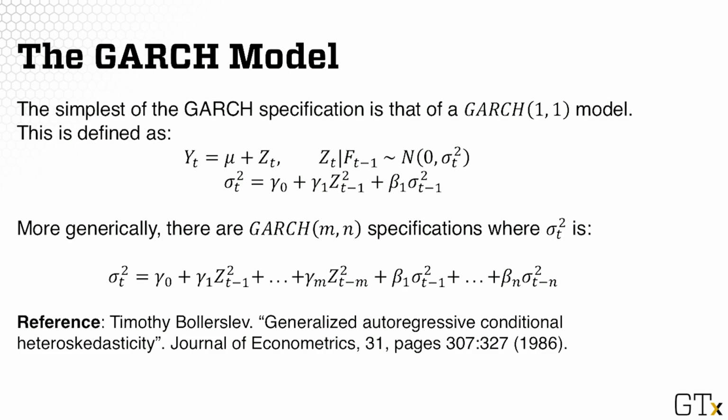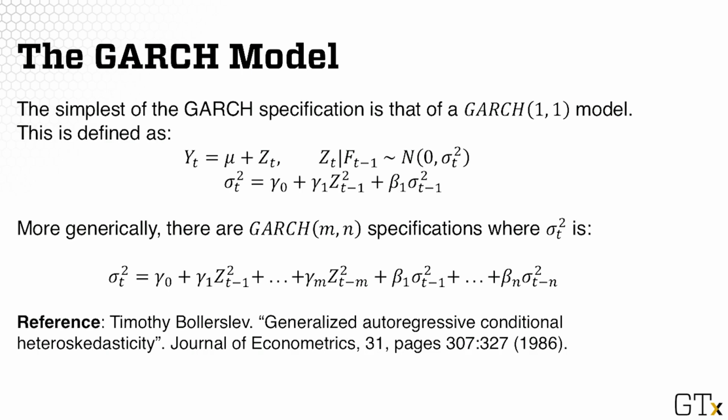More generally, a GARCH(M,N) with orders M and N, that is of AR order M and an MA order N, is when the conditional variance depends linearly on the lagged squared noise process through z_{t-1}, z_{t-2} up to z_{t-m}, but also through the past variability through sigma_{t-1} squared up to sigma_{t-n} squared.